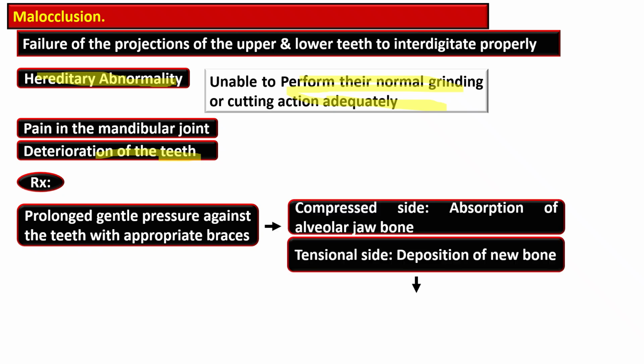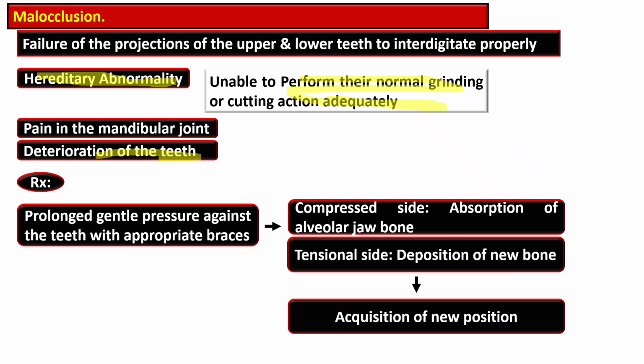The treatment is orthodontic correction. There is application of prolonged gentle pressure with braces, and on the compression side the alveolar bone is resorbed, and on the tension side new bone is deposited, so there is gradual repositioning of the teeth to normal alignment.